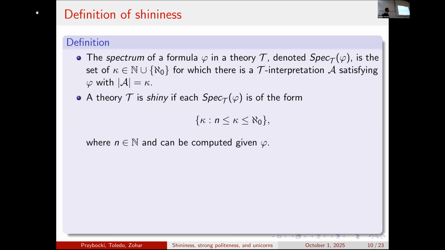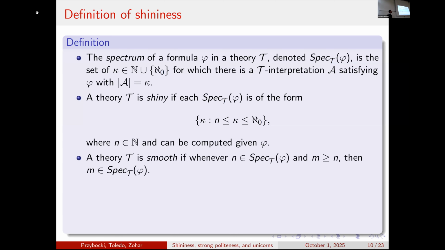And then we'll say that a theory is shiny if the spectrum of any formula is of this form. So it's an interval of all the cardinalities from n to aleph naught. And we require that n is finite, so it can't just be the singleton aleph naught. And also that n can effectively be computed given phi. So what we're saying is that each spectrum is nice in a sense. Now, often when you read the literature on shininess, you'll see this stated a little differently as the conjunction of the following 3 conditions. But this is equivalent.